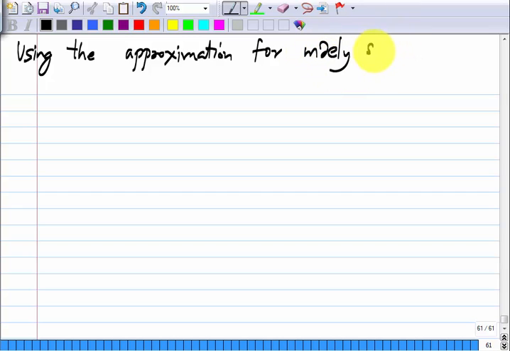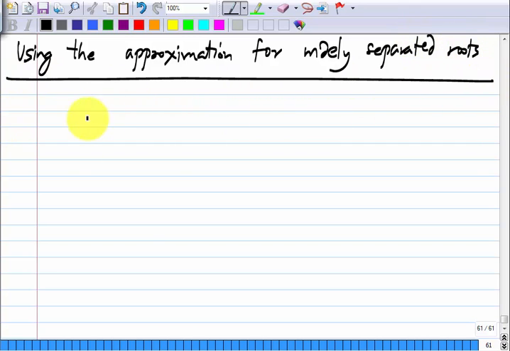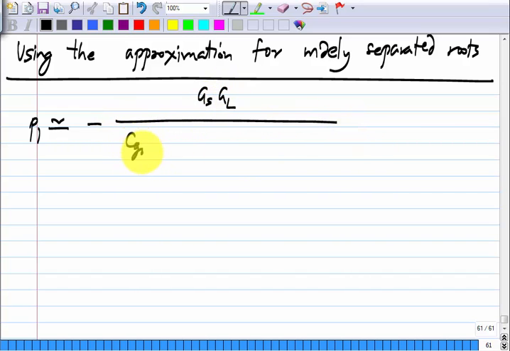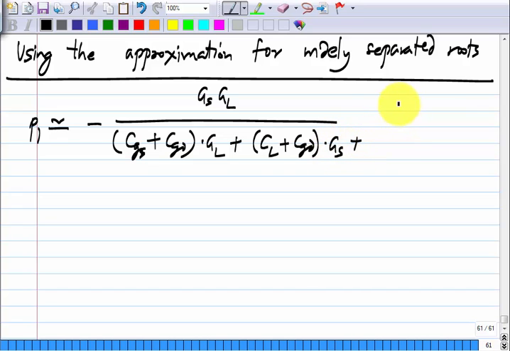So if you use the approximation for widely separated roots, what do we get? P1, what is it? The smaller of the roots, minus GSGL divided by CGS CGD times GL plus CL plus CGD times GS plus CGD times GM, and P2, this whole thing.